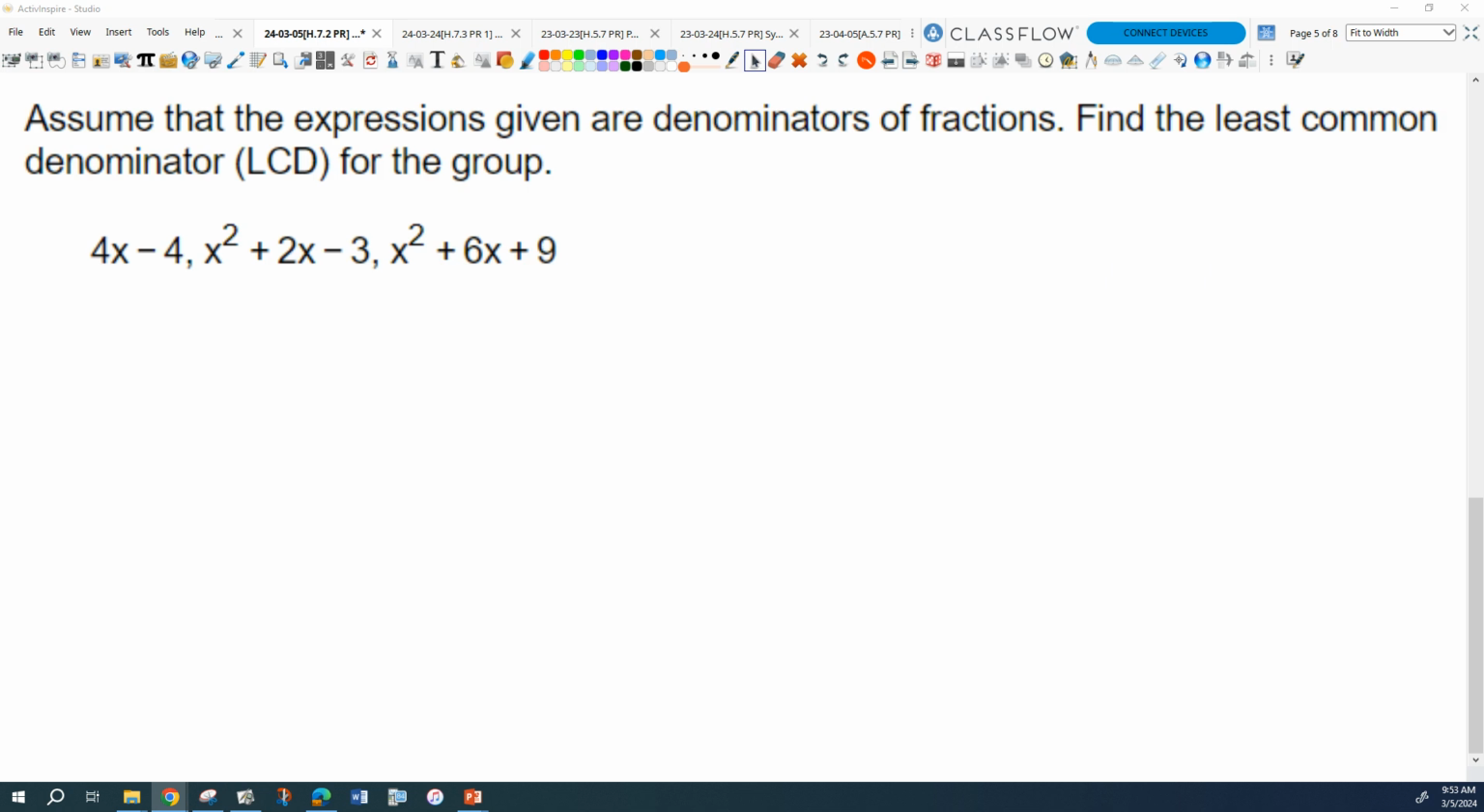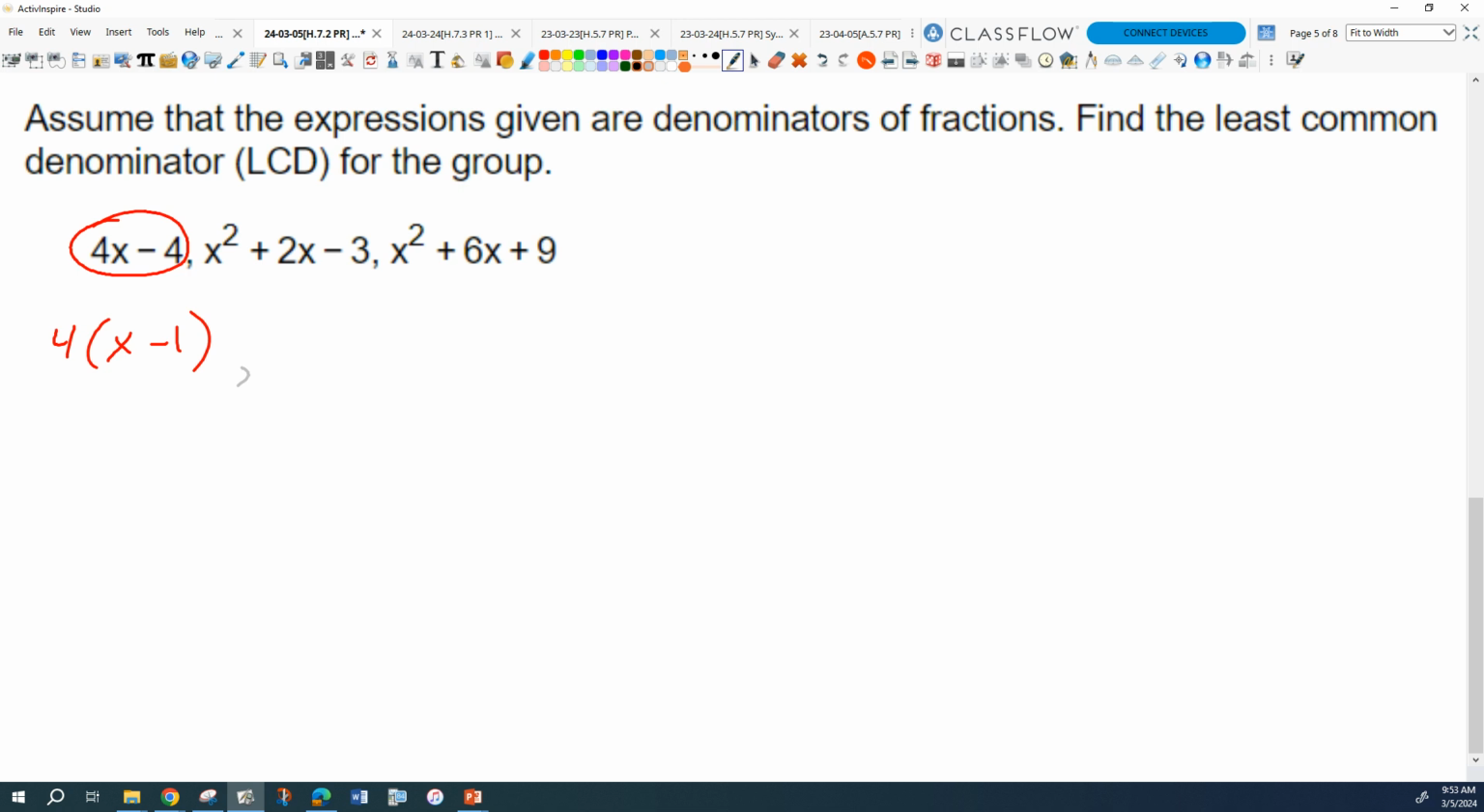Okay, so let's look here. Let's kind of color code these. So that's our red denominator. What are the factors of the red denominator? 4 times x minus 1. Okay, good. So there's the red denominator.